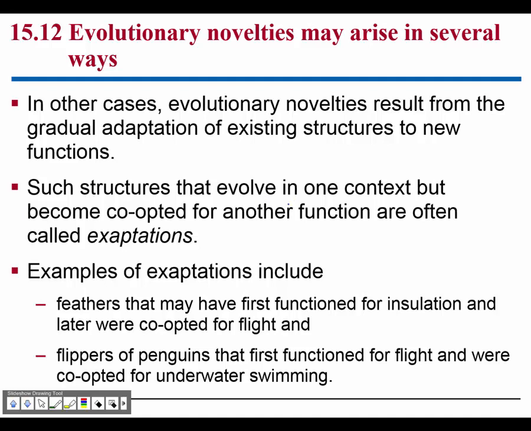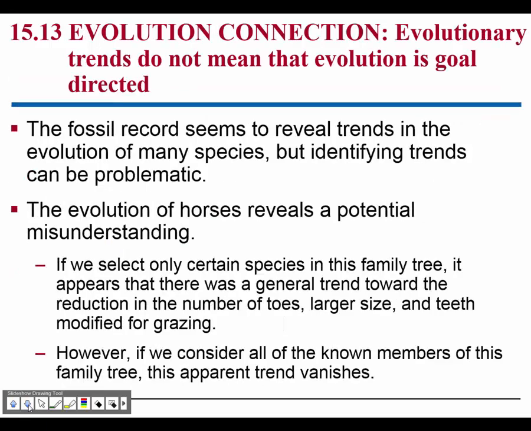Such structures that evolve in one context but become co-opted for another function are also called exaptations, right? And they include feathers, because they're originally for thermal regulation, but they turned out to be pretty good for flight. Flippers, penguins, they were first for flight, but then they turned out to be pretty good for swimming, right? So the fossil record will reveal trends in the evolution of many species, but identifying these trends can be problematic.